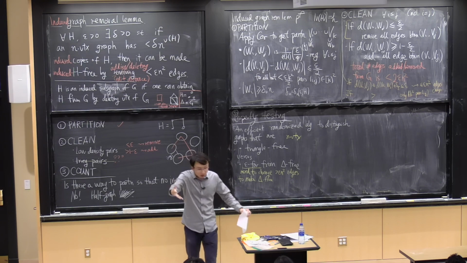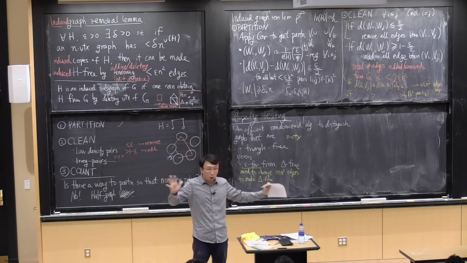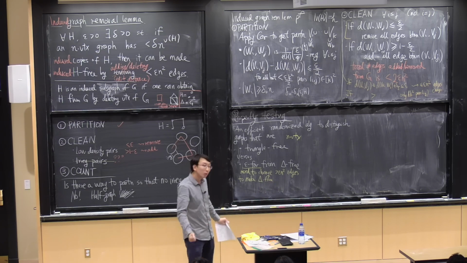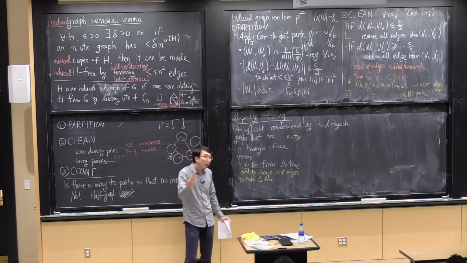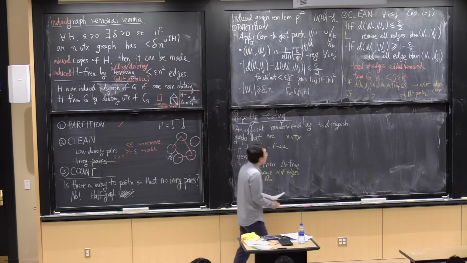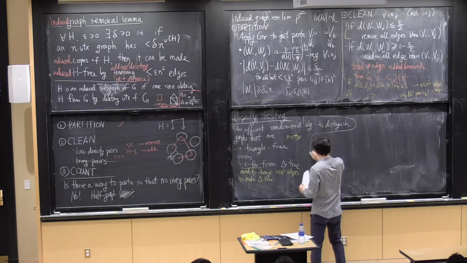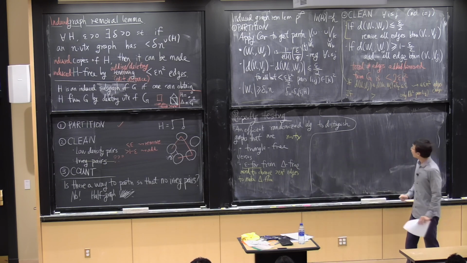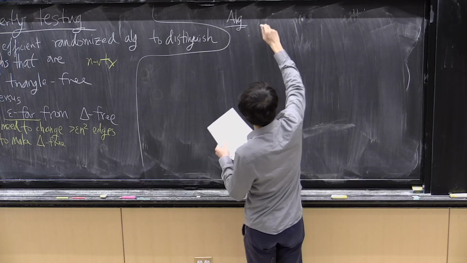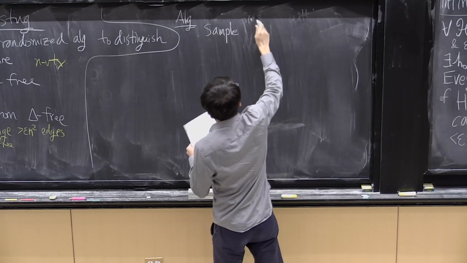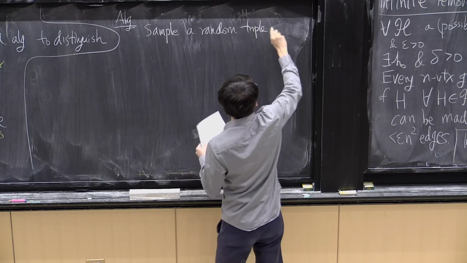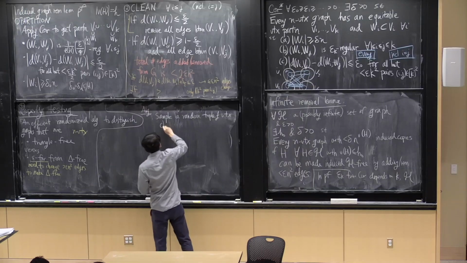So somebody gives you a very large graph. Think n is very large. You cannot search through every triple of vertices. That's too expensive. But you want some way to test if a graph is triangle free versus very far away from being triangle free. Okay, so there's a very simple randomized algorithm to do this, which is to just randomly sample a random triple of vertices and check if it's a triangle.